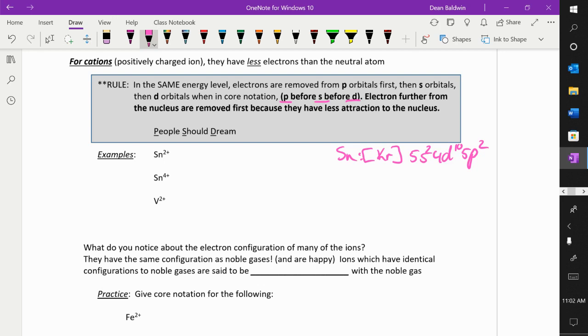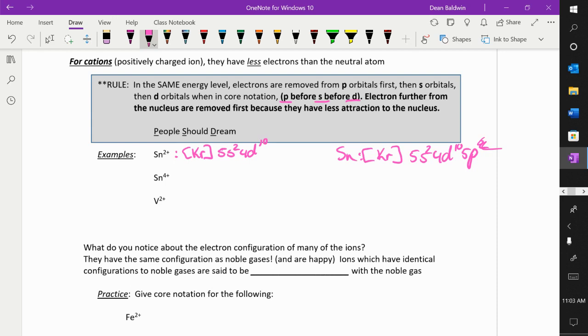Okay. So, tin 2, how many electrons have we removed? Because we're positively charged. If you're positively charged, you've taken electrons away, because electrons are negatively charged. So, where am I removing the 2 electrons from? What orbital? Yeah, the 5p2, right? So tin 2 has an electron configuration of krypton 5s2, 4d10. These ones are gone, so there's nothing in the p orbitals.